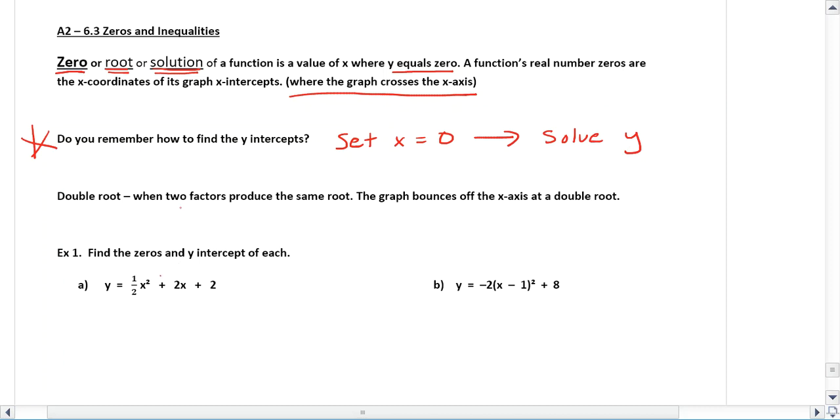We also need to know what a double root is. A double root is when you have a quadratic and you solve it and you get the same answer twice. And we'll look at what the graph looks like of that in a minute. The graph is bouncing off the x-axis when we hit a double root. So we've already seen examples when this happens, and we'll look at what the graph looks like in just a moment.